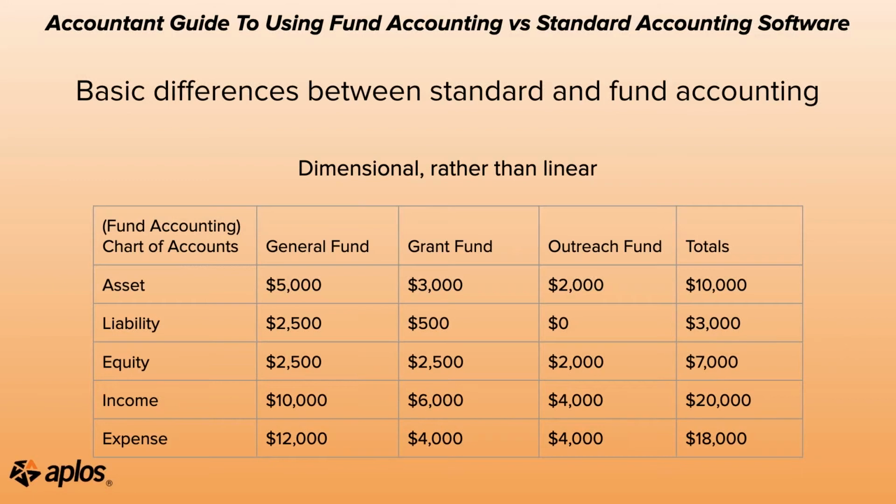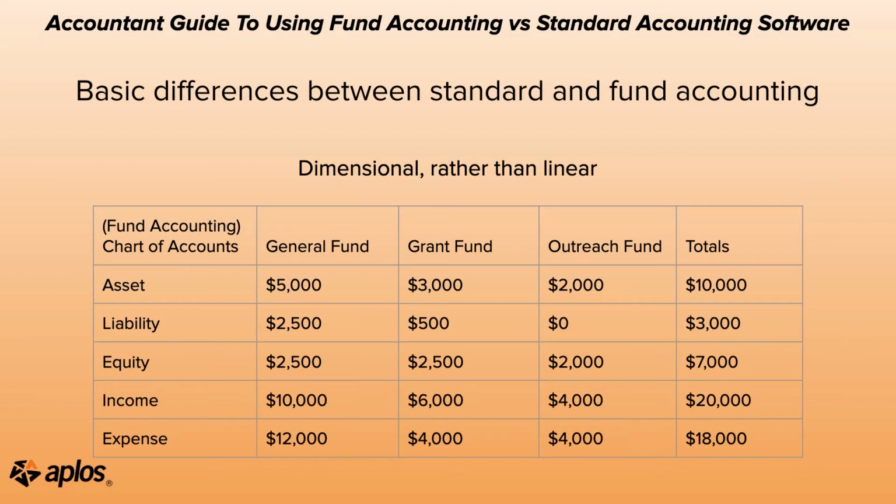So that's kind of the total snapshot. But then each column in the middle is one of those funds. So I can see, in my asset account, I have $10,000. But without fund accounting, I might not know how much of that is my grant, which again is money that's been given to me to steward in a certain way.